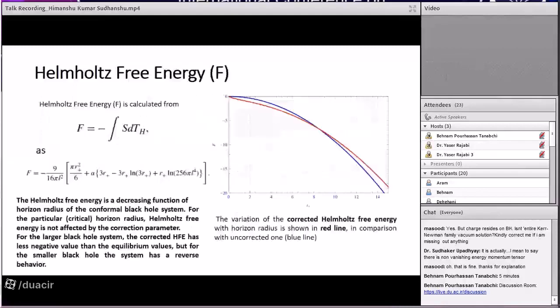Now the Helmholtz free energy. The Helmholtz free energy of the black holes can be calculated from the thermodynamic relation F equal to minus the integral of S dT, where S is the corrected entropy of the black holes and T is the temperature.